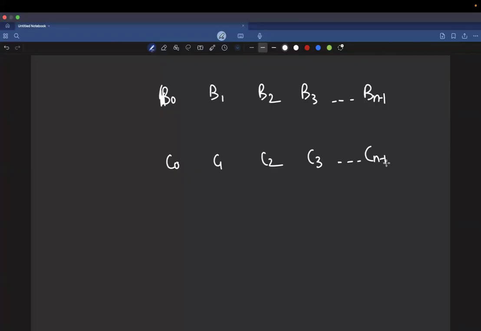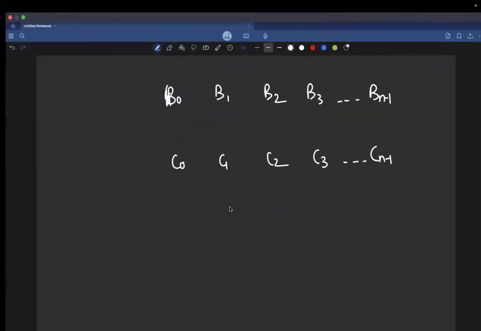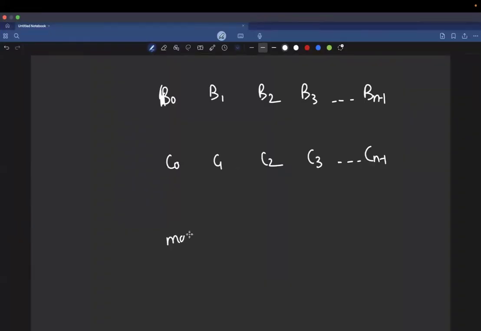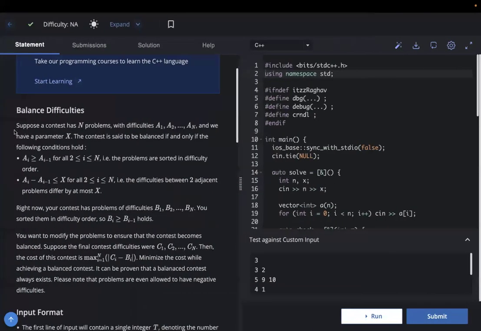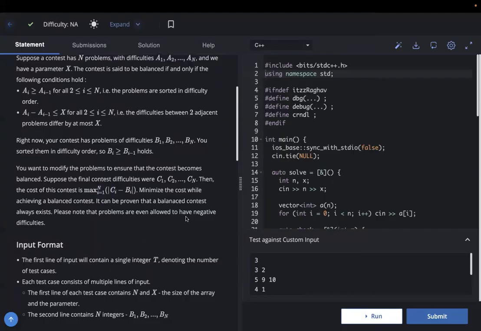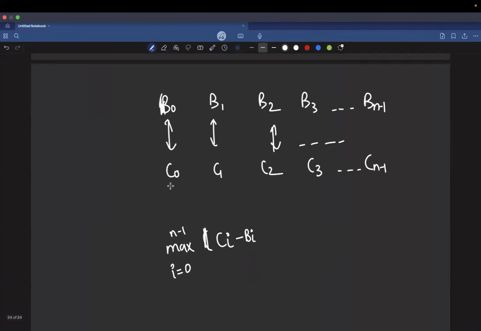Then in that case, the cost will be calculated as the maximum of Ci minus Bi for each i. So basically calculate the absolute difference between these two, and so on. Among all these absolute differences, pick the maximum one, that is the cost of operations for now. We want to have this value as small as possible, and these new values which we pick can be negative as well. It won't be a problem to pick negative values for these elements.